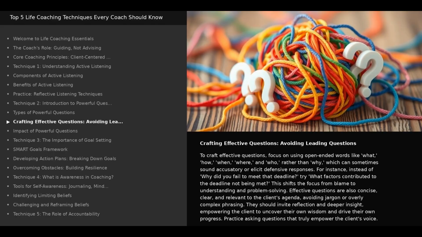To craft effective questions, focus on using open-ended words like what, how, when, where, and who, rather than why, which can sometimes sound accusatory or elicit defensive responses. For instance, instead of "Why did you fail to meet that deadline?" try "What factors contributed to the deadline not being met?" This shifts the focus from blame to understanding and problem-solving.